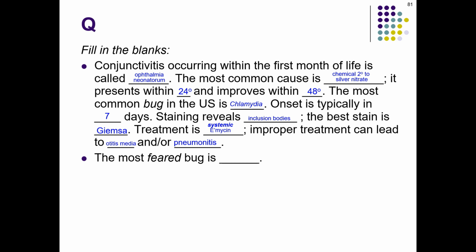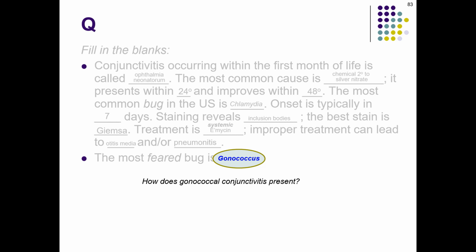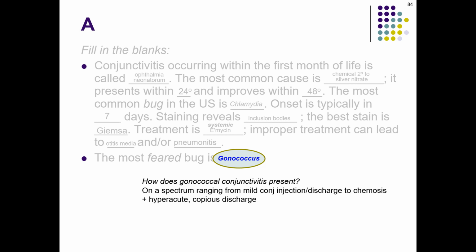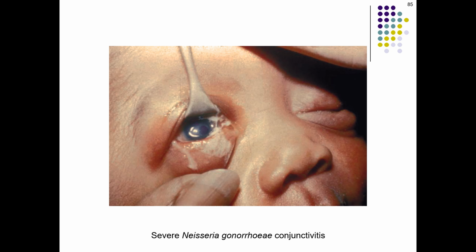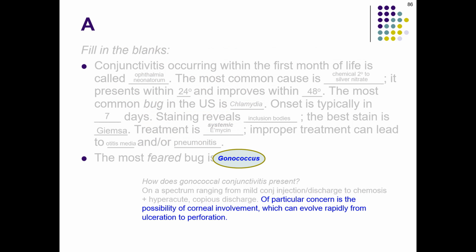So, coming to the third cause of conjunctivitis that happens within the first month of life, it is the most feared bug, which is Neisseria gonorrhoeae. And how does gonococcal conjunctivitis present? Usually a spectrum of manifestations from mild injection or discharge to severe chemosis and hyperacute copious discharge. And this is an example of severe Neisseria gonorrhoeae conjunctivitis. And why do we say that Neisseria gonorrhoeae is the most feared bug?